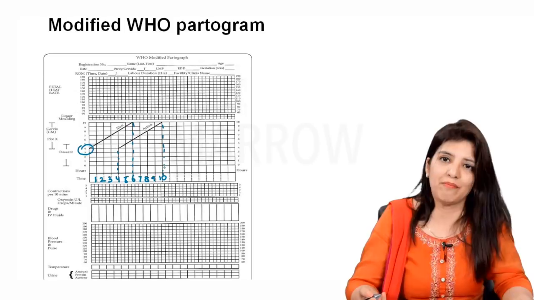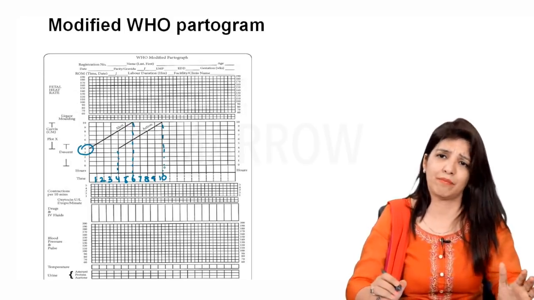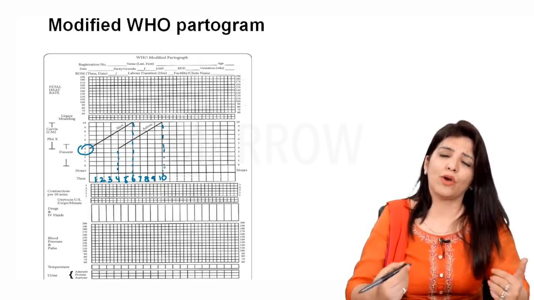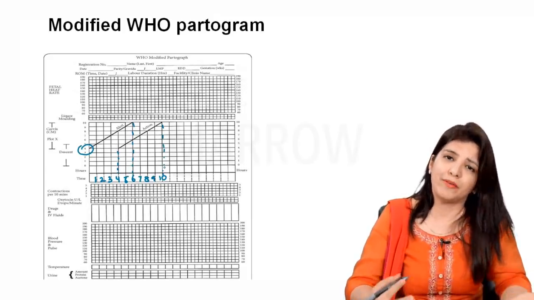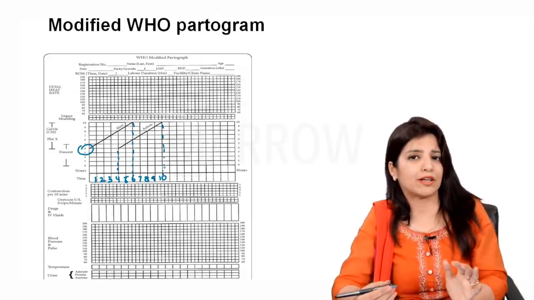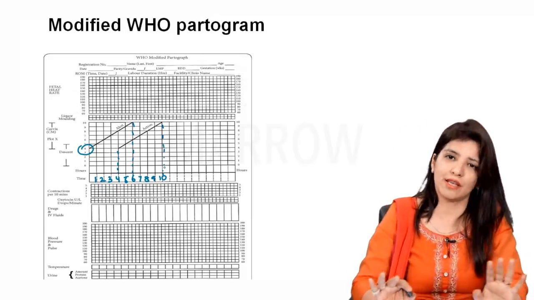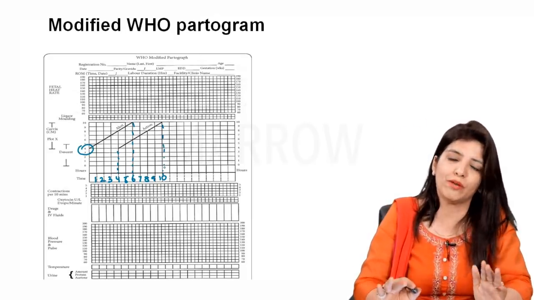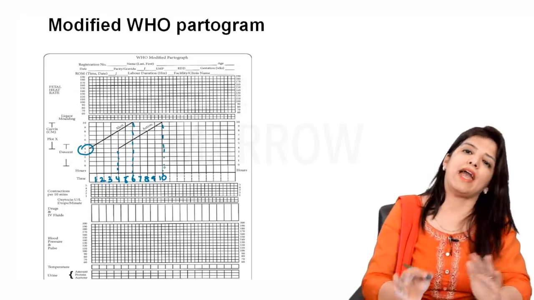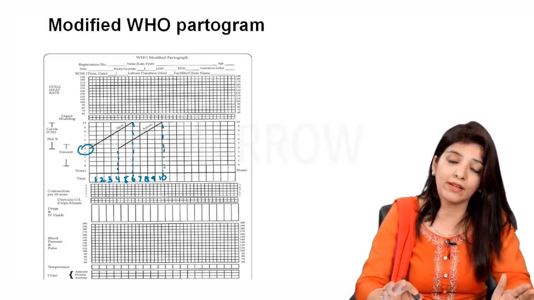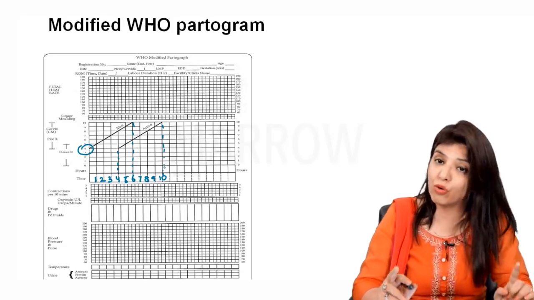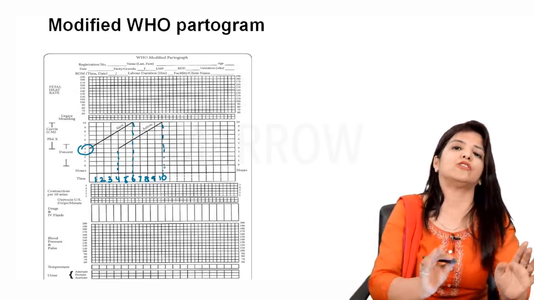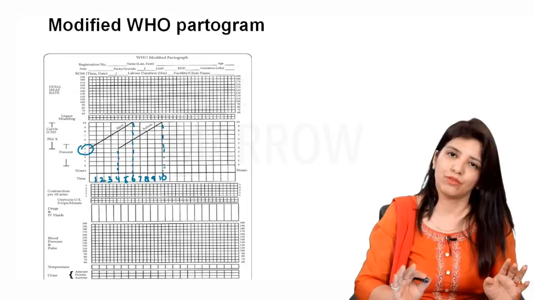Rest everything is the same, right? You have to plot the BP, you have to plot the temperature, you have to plot how many contractions, you have to plot fetal heart rate. Rest everything is same. These are the only two differences between modified WHO partogram and composite partogram. Number one, in modified WHO partogram, active phase is beginning at 4 centimeters and the latent phase is absent, right?